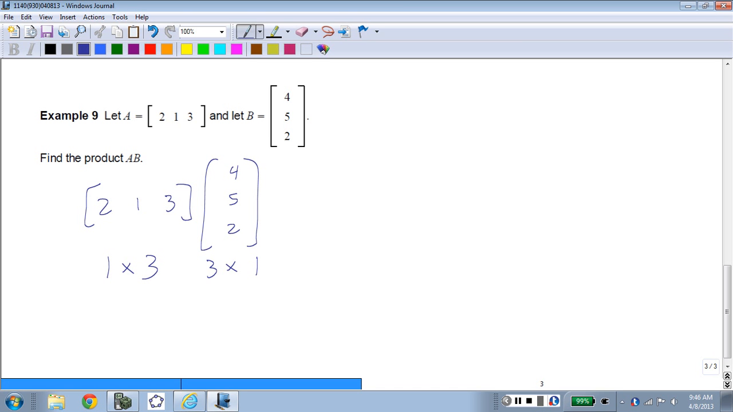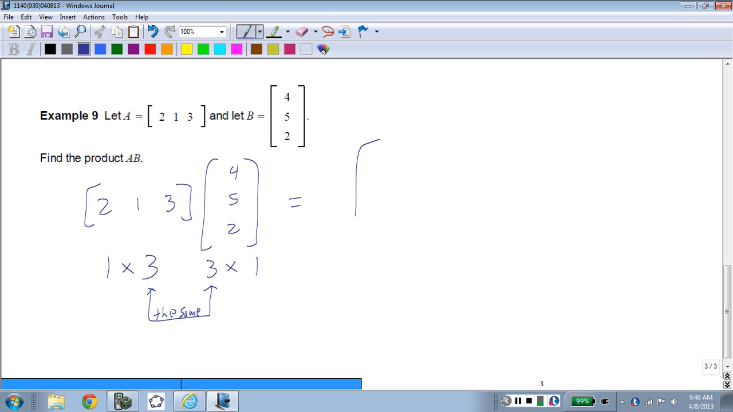So we look at it and we ask ourselves, is the matrix multiplication well defined? Can we do this? We look at the 3's, and they are the same. So we're good. What will be the order of the product? It's going to be one by one. It'll be a matrix with a single entry. It's going to be a one by one matrix.